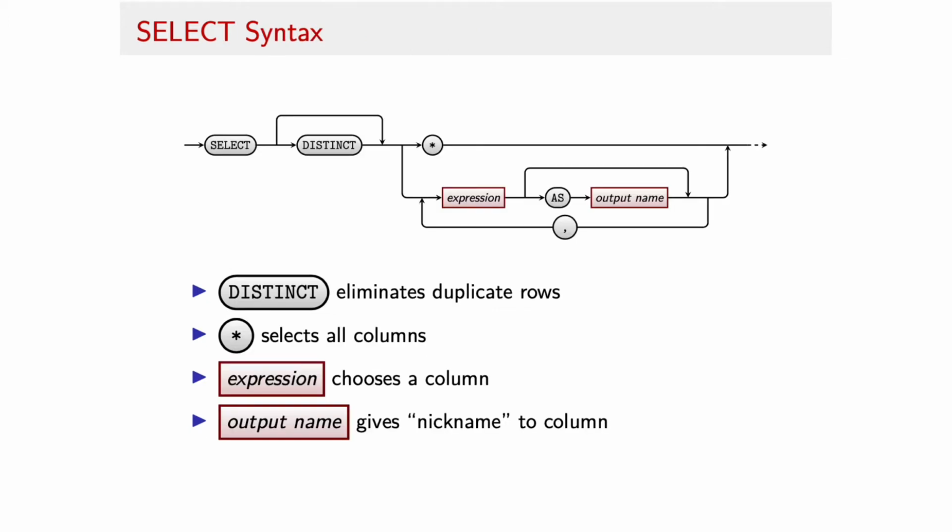So let's just start out with the basic form of the select statement. And this top portion of the page here is an example of a railroad diagram.